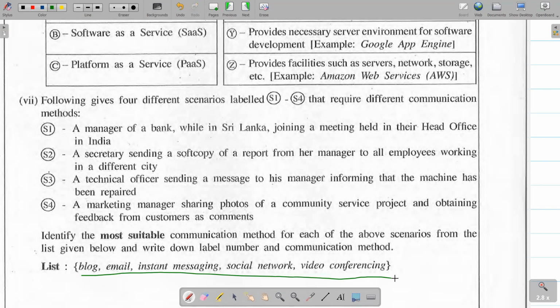A manager of a bank while in Sri Lanka joined the meeting held in their head office in India. So what, video conferencing, right? This is S1. A secretary sending a soft copy of a report from her manager to all employees working in a different city. So the most suitable answer is the email. Right? It should be the email.